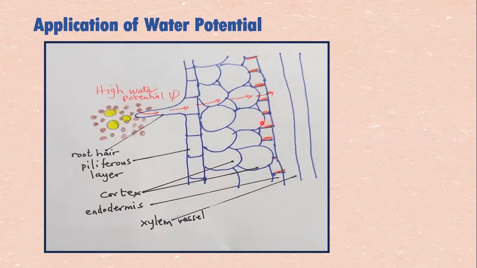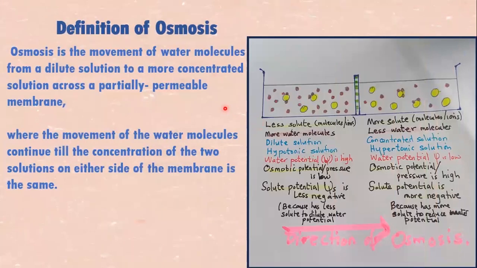Having known all these terms, we now want to define osmosis, because osmosis can be defined with all these different terms we have described. Now you have this solution and this solution. This is a partially permeable membrane separating the two solutions. So osmosis can be defined as movement of water molecules from a dilute solution, this is the dilute one, to a more concentrated solution through a partially permeable membrane. And the water molecules will move till the two solutions on either side of the membrane are the same. And then osmosis will stop.